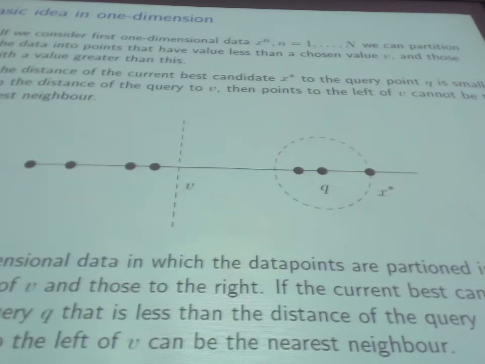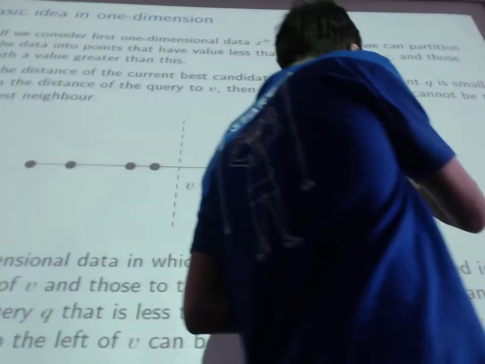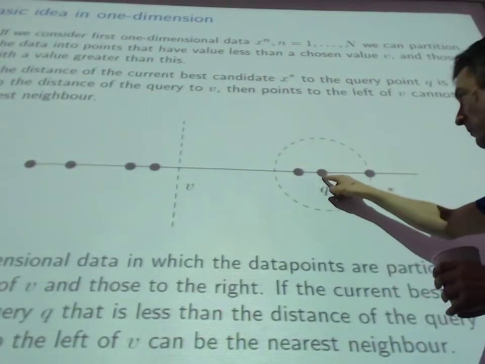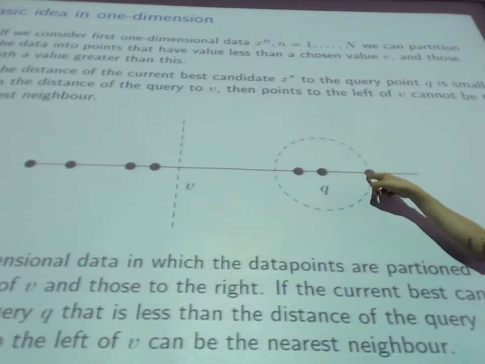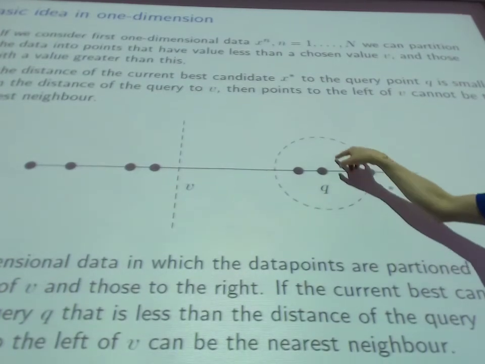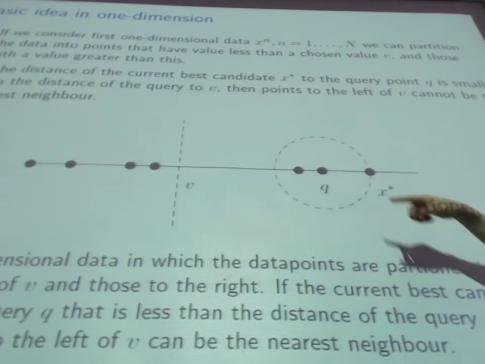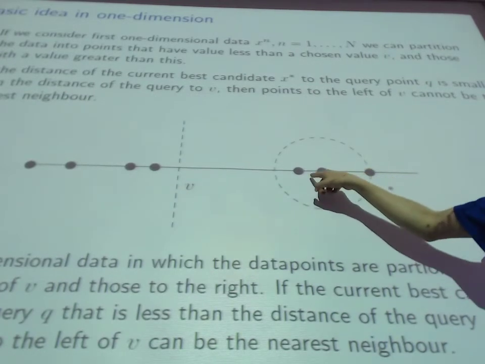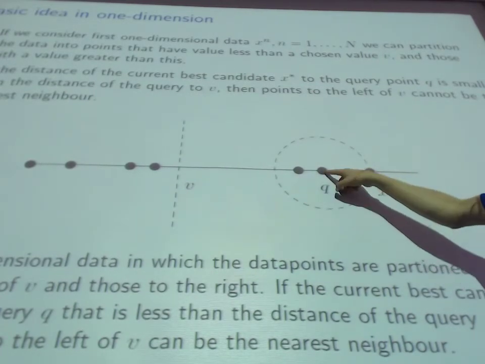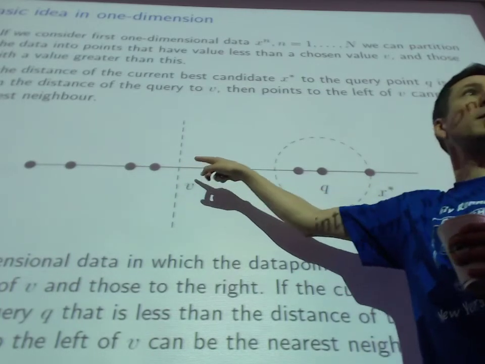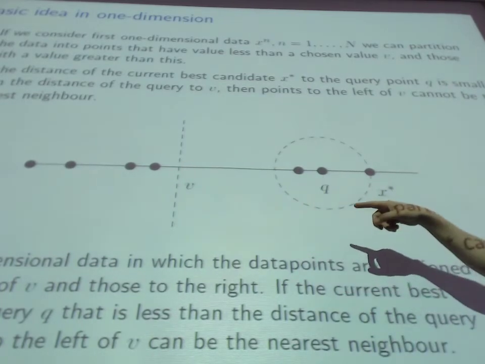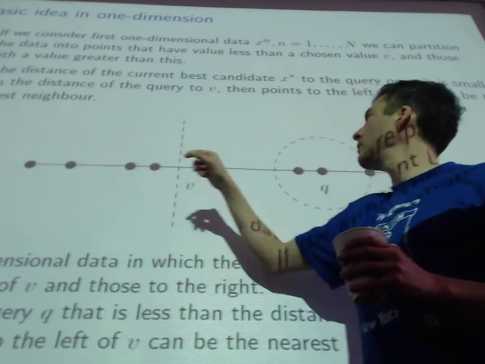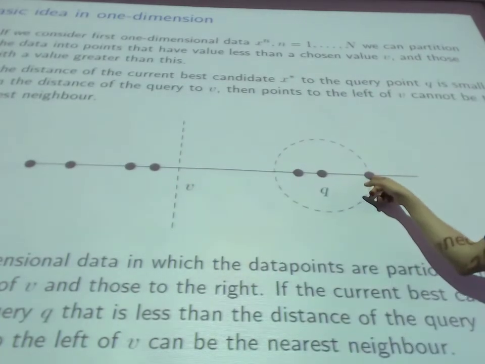So now, after having done this partitioning of the data, you come along with this query and you calculate the distance between this query and your current best. This is this circle here. If this distance here is less than the distance between Q and V, there's no way that any of these data points here can be closer to Q than X star.